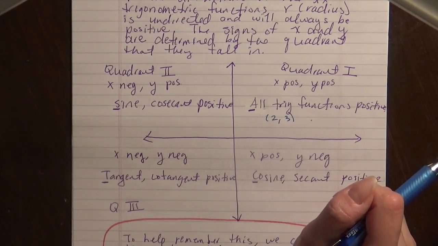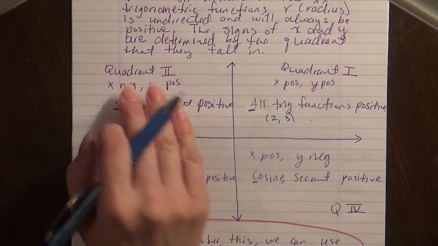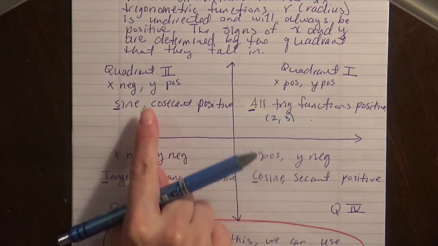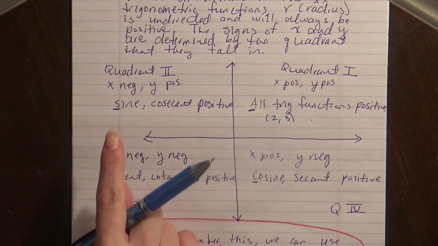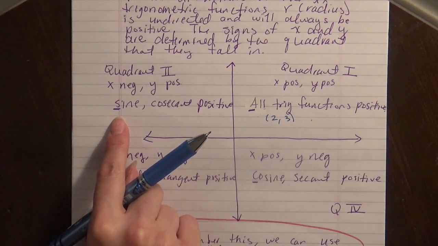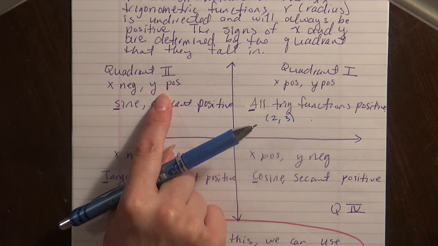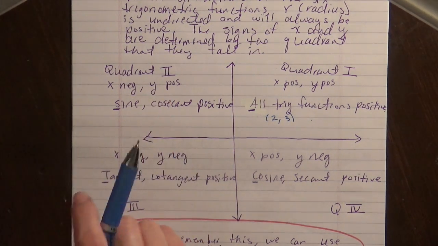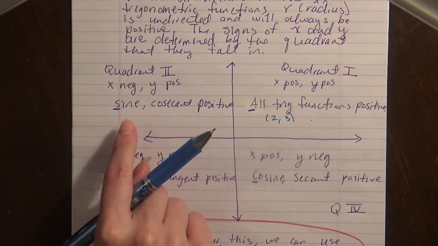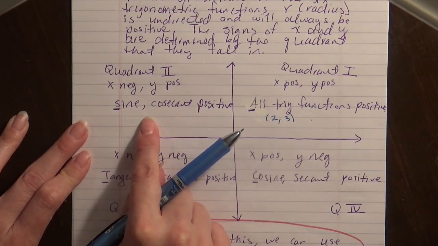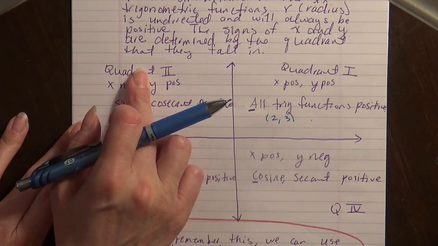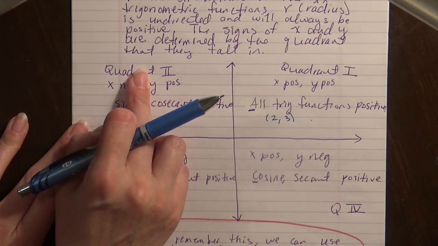Okay? If you've got an angle that's in quadrant 2, over here, the x values are negative, the y values are positive. That means that when you do sine, you do y over r, so you're doing a positive value over radius, which is going to be positive. Sine and cosecant are the only trig functions that will be positive if your angle is in quadrant 2. This is the part that you're going to have to memorize.